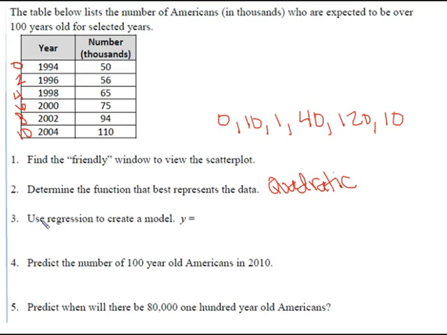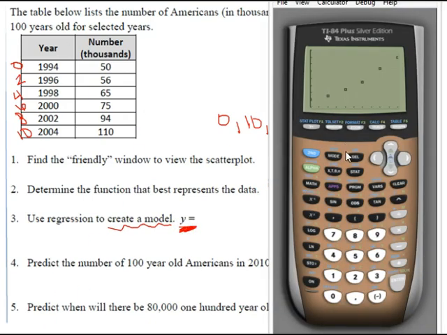And it's actually, number 3 wants us to use regression to find the model, or in other words, what's the equation that would best represent this data. So let's go to Stat, over to Calc, and this time we want to select quadratic regression, which is option number 5. And it's going to ask us the same questions.